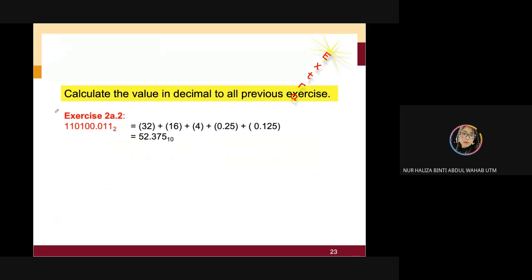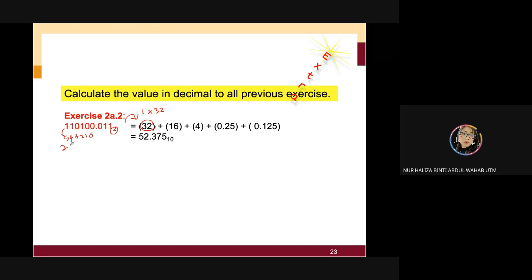Let's say over here there is an example, 110100011 base 2. So how are you going to convert it? You're going to multiply with the value itself. This step is direct because you already know over here is 0, 1, 2, 3, 4, 5. So for the one that you have 1 only, you will put the value. So 2 to the power of 5 is 32, and then you just multiply with 1. So that's why there is no step for you to multiply.